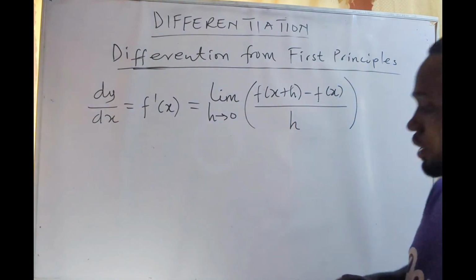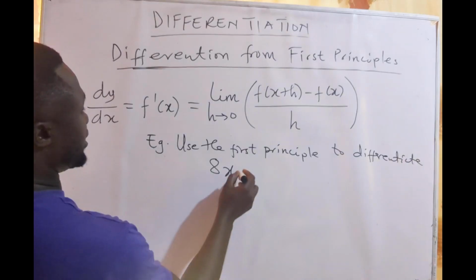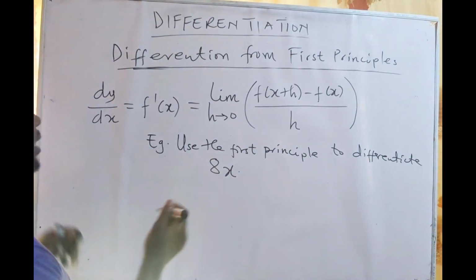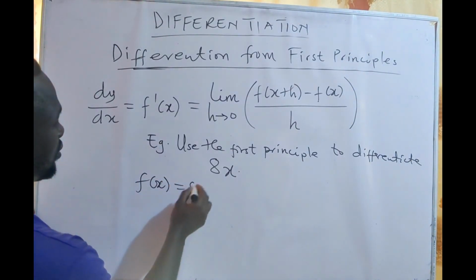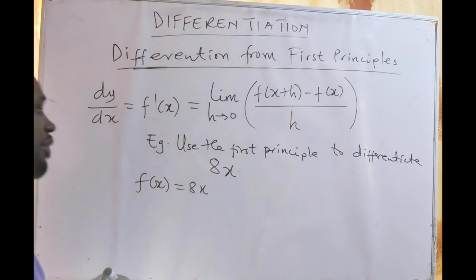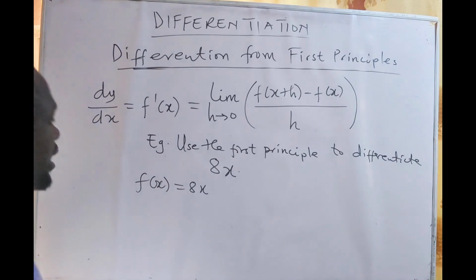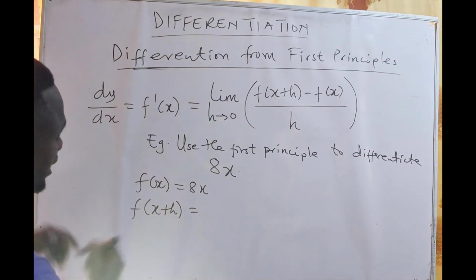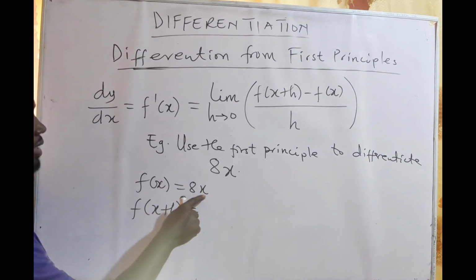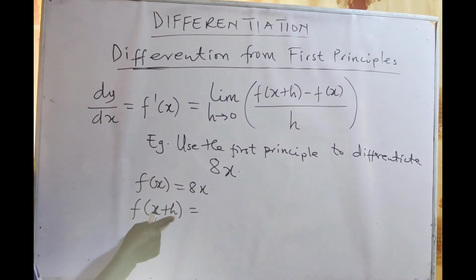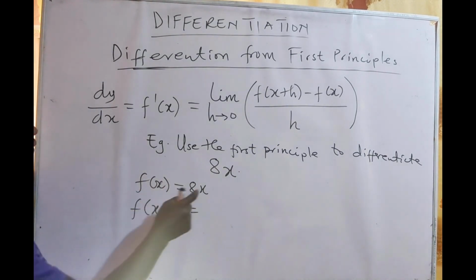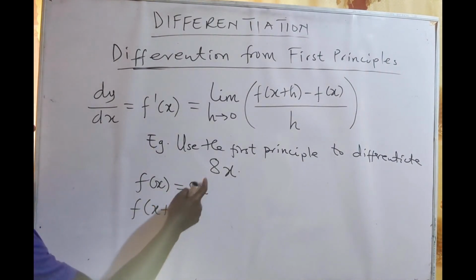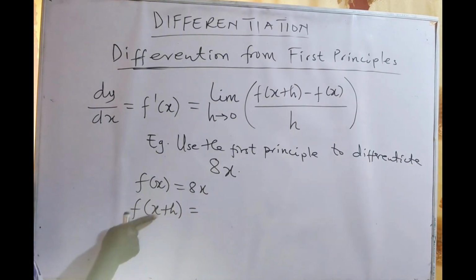So for example, I'm going to use the first principle to differentiate 8x. It means that my f of x, the function, is 8x. And if I want to find my f of x plus h, the function being 8x, wherever I see x, I substitute x plus h. Because we have f of x as 8x, wherever I see x, I'll substitute x plus h.